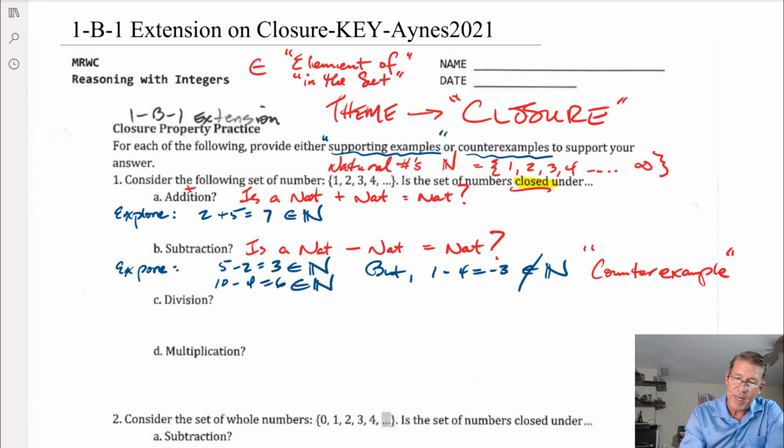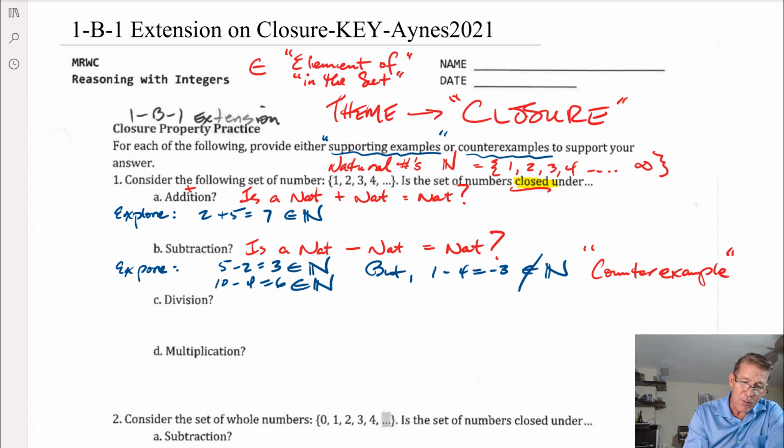Okay, a counterexample, an example to show something that is false. It is not true that a natural minus a natural is always a natural. It's sometimes true, but not always true. So keep that in mind. Now, how about this one?